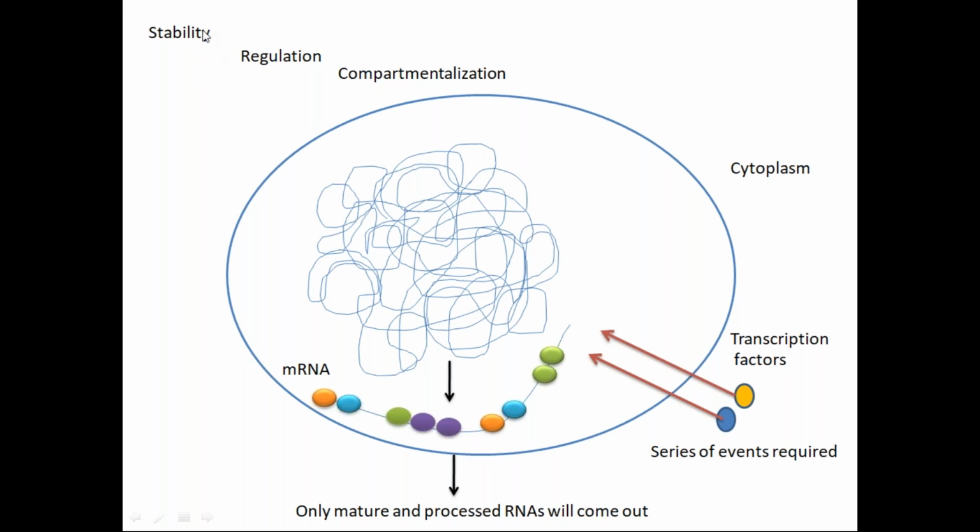Now see, the first is stability. I have written only the words and I have explained it also, but whatever is depicted here is enough to solve the questions. Now you just have to remember this word, that it is important for stability. What is stability? This is my nucleus and this is my cytoplasm. I have written here, this is cytoplasm and this is my nucleoplasm. Now this nuclear envelope or this nucleus is a separate compartment.